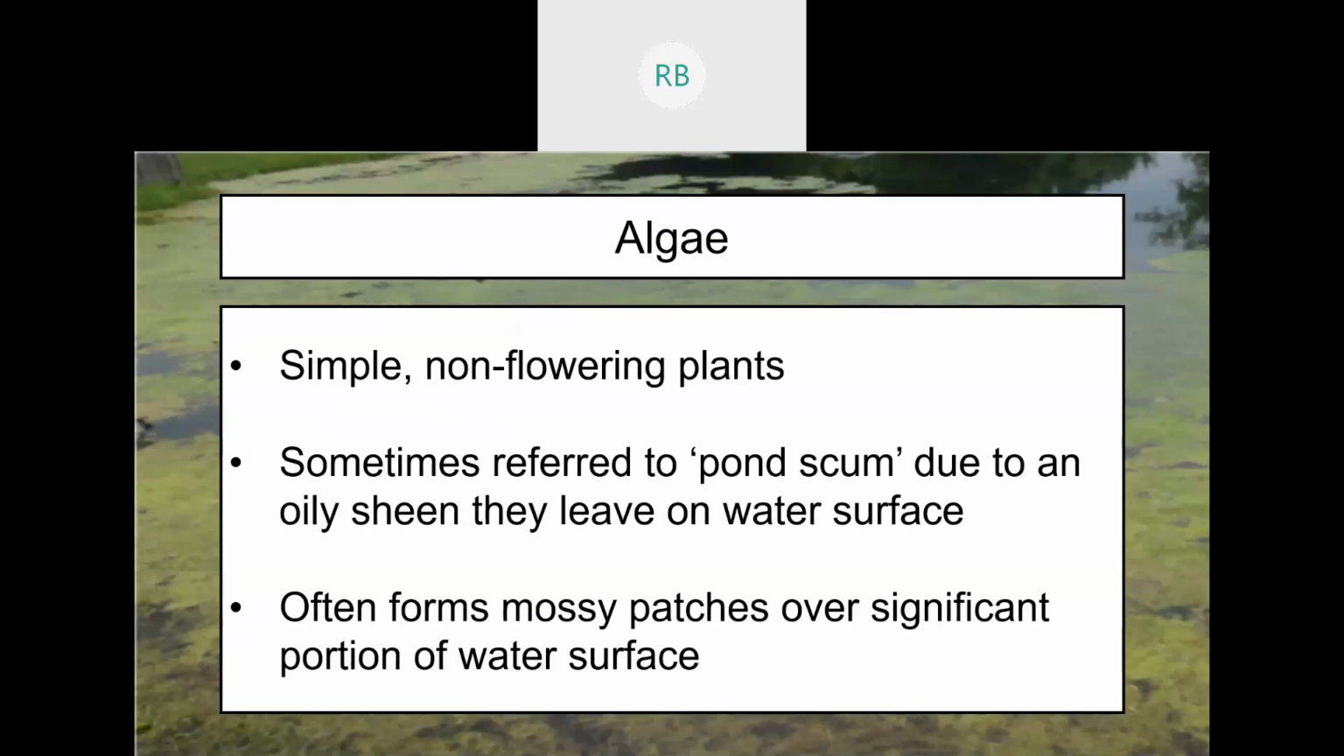As you can see, I mentioned that sometimes this is referred to as pond scum because they leave this telltale oily sheen on the surface of the water if they're in a more single-celled form. If they're not, they'll often form a mossy patch over large portions of the water's surface, and sometimes these mats can be so thick you could almost walk across them.